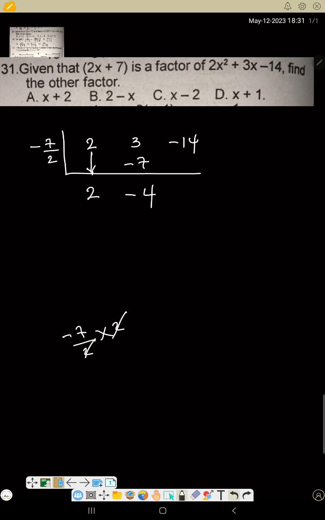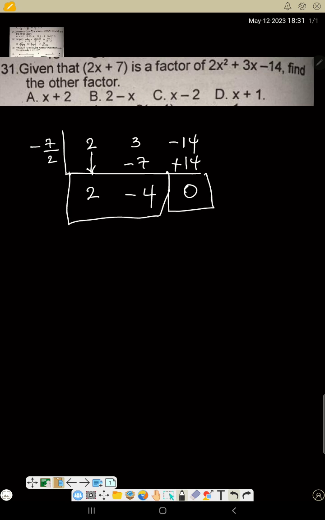Again, minus 7 over 2 times minus 4. 2 here 1, 2 here 2. Minus 7 times minus 2, minus times minus, so this will be plus 14. So add it again. So you get 0. So that means this is the remainder.